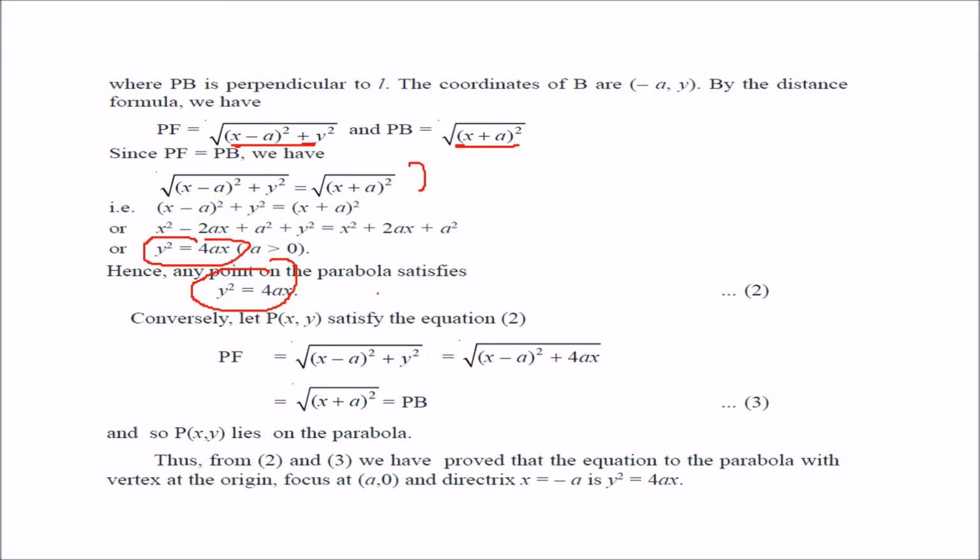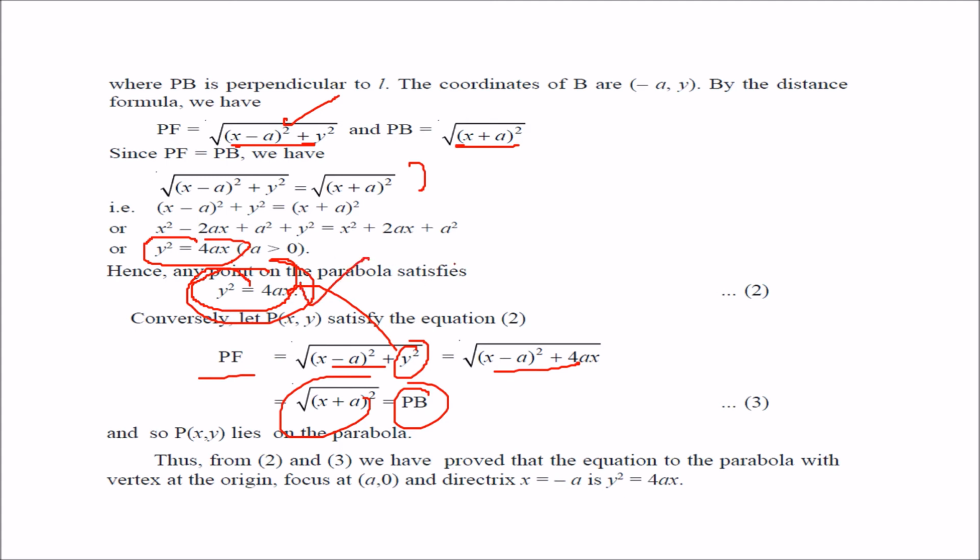And if you want to prove the converse also, you can take one more step. PF was this one. We know that y square is equal to 4ax. We assume y square is equal to 4ax, because we are going in the reverse direction. We are trying to prove the converse, starting from the end point. So this is the distance. Just place y square is equal to 4ax, and you will see that this is nothing but PB. So it satisfies, and the converse is also proved.